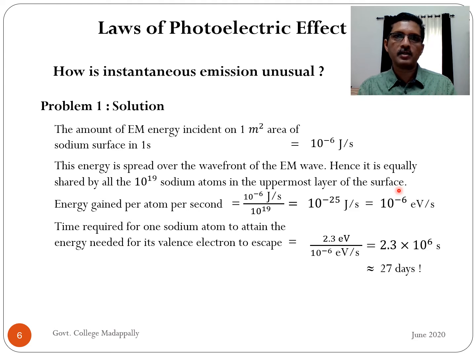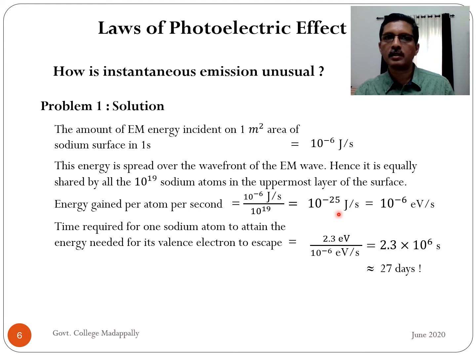So all these 10 raised to 19 sodium atoms equally obtain this much energy. That means the energy gain per atom per second: in 1 second you have this much energy, and there are this many, 10 raised to 19, atoms. So what is the energy gained by 1 atom per second? You divide by the total number of atoms, which gives 10 raised to minus 25 joule per second.